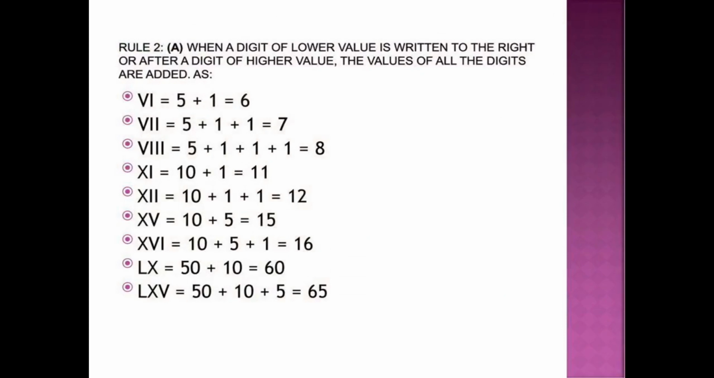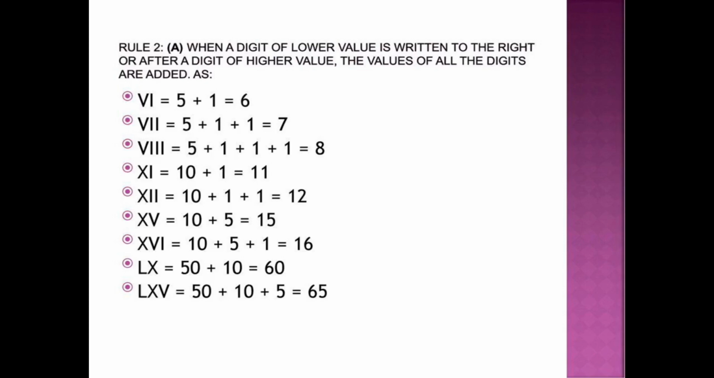Now rule number 2 says that when a digit of lower value is written to the right or after a digit of higher value, the values of all the digits are added. For example, VI. Now you know that V stands for 5 and I stands for 1. So 5 plus 1 is equal to 6. So VI is equal to 6.